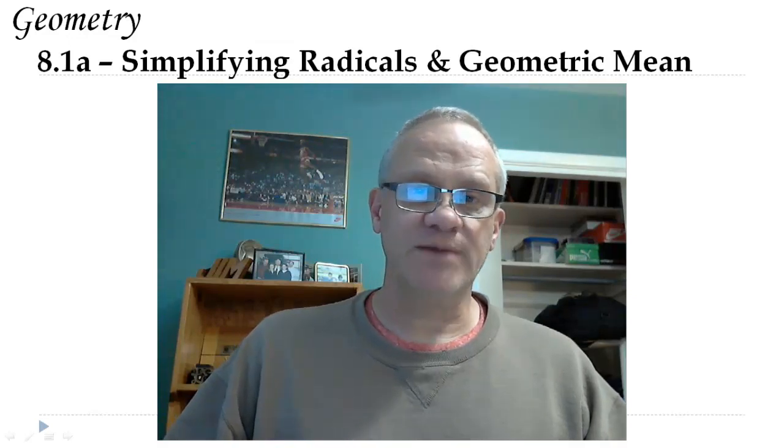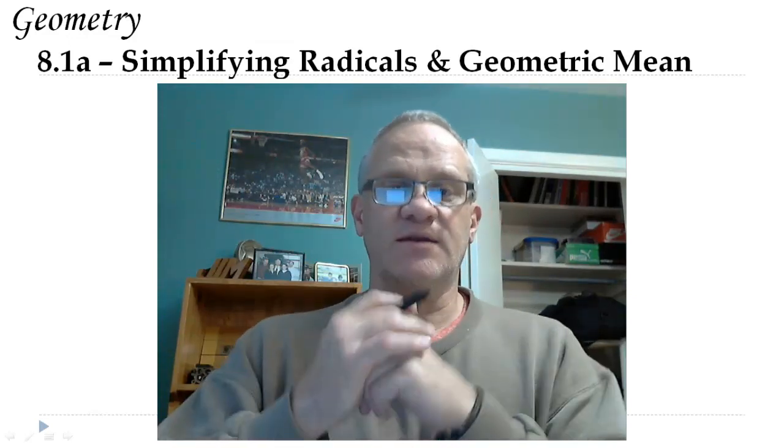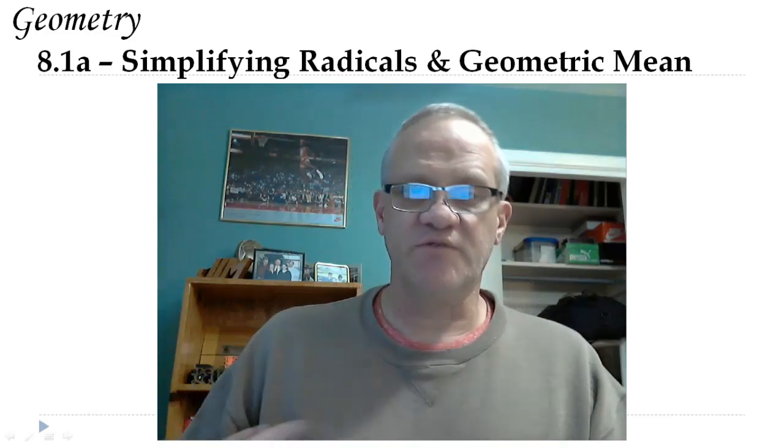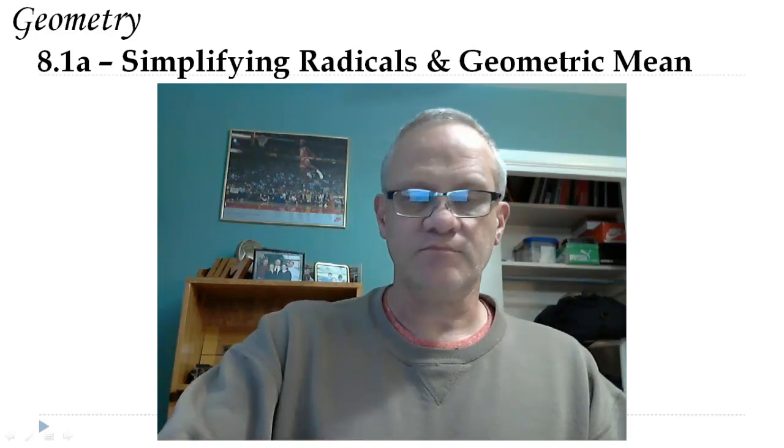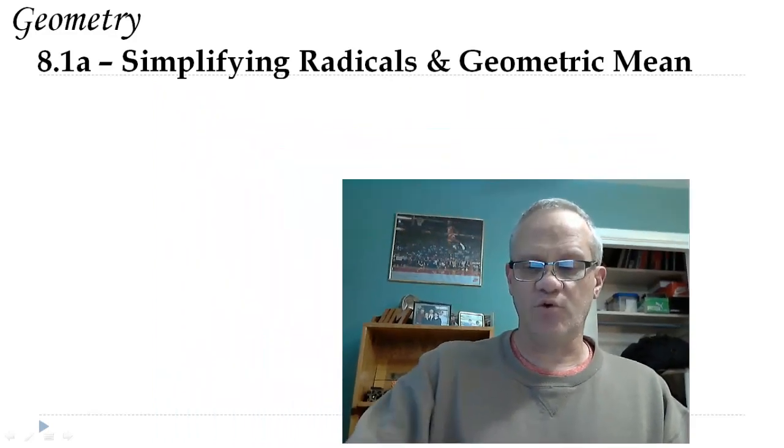Today we're in chapter 8. We're starting chapter 8 and I've split it up today into two parts, 8.1a and 8.1b. So today we're just going to do 8.1a, which is simplifying radicals and then the geometric mean. We'll talk more about the geometric mean in 8.1b.